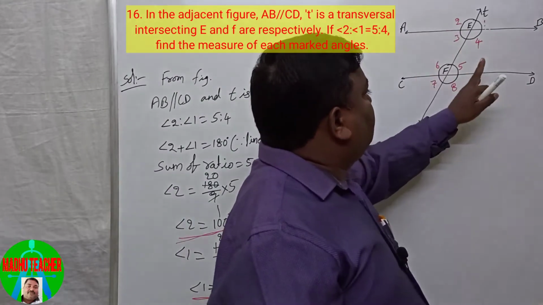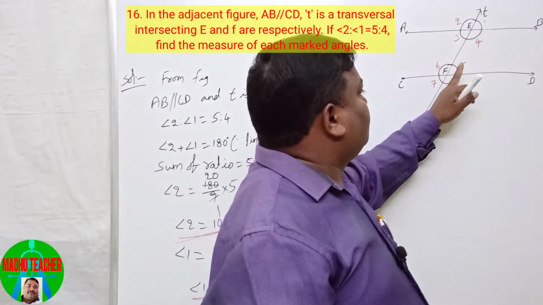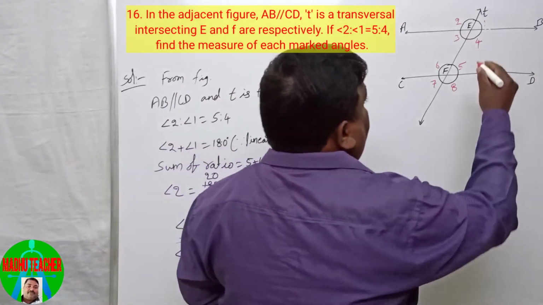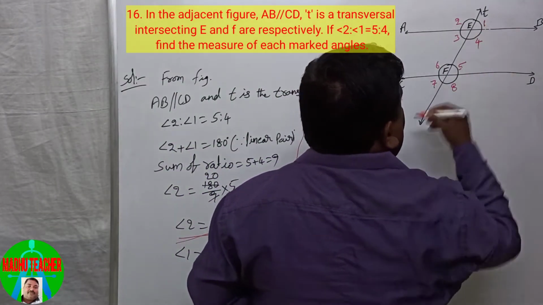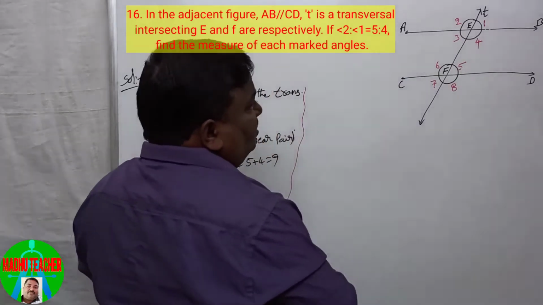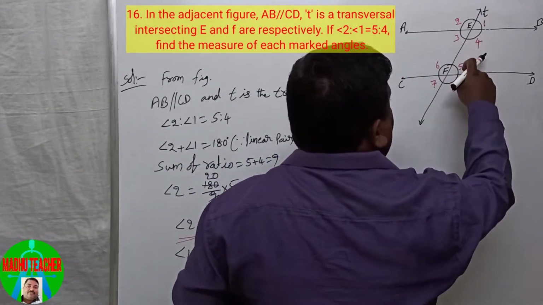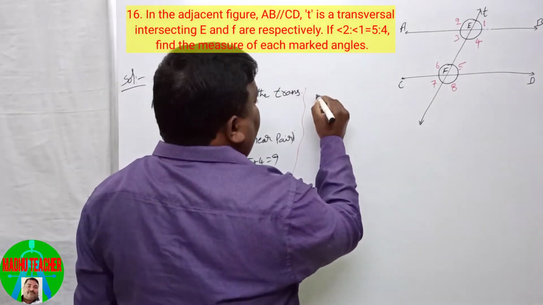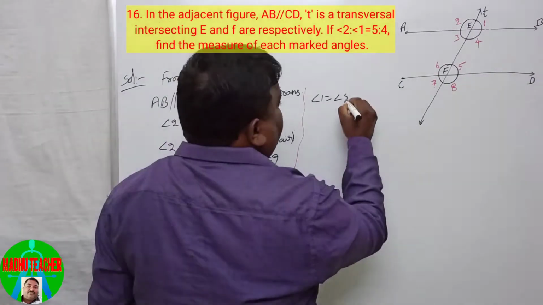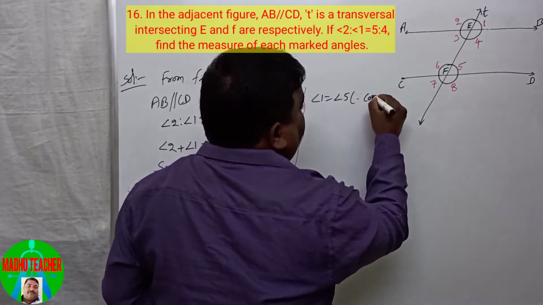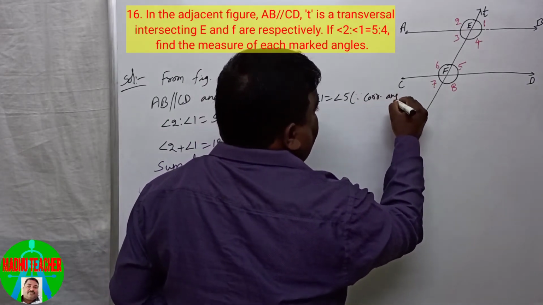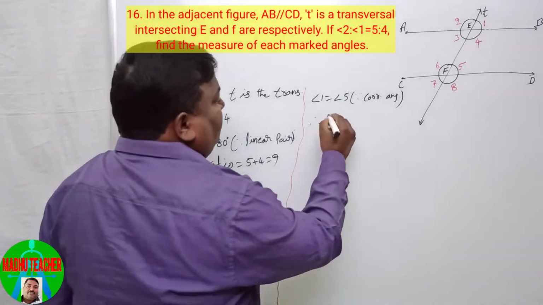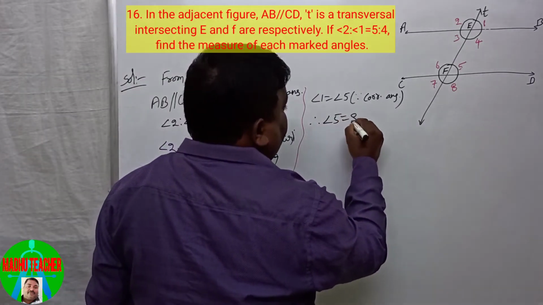Find the remaining 6 angles, that is 3, 4, 5, 6, 7, 8. So here, angle 1 is 80 degrees. We know that 1 and 5 are corresponding angles, therefore angle 1 equal to angle 5, since corresponding angles. So angle 1 is 80 degrees, angle 5 is also 80 degrees.